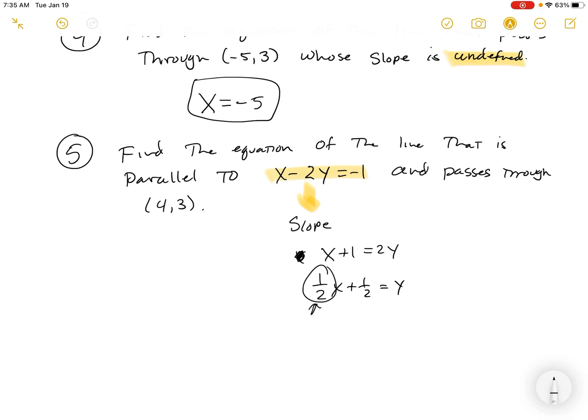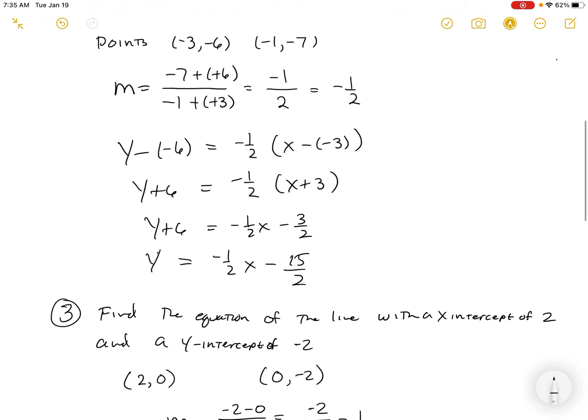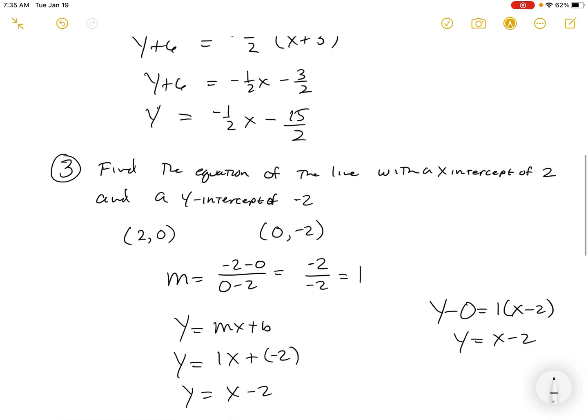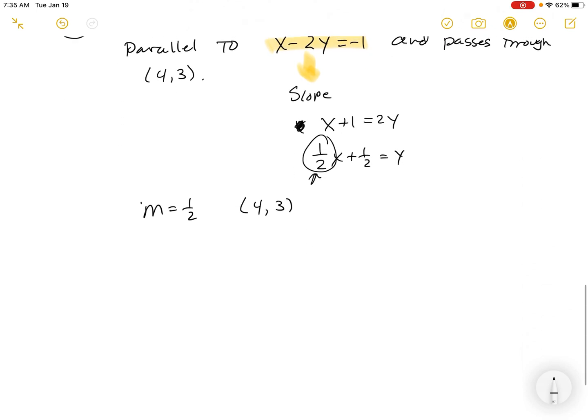And so what is the equation of my line? Now I know that the slope is 1/2 and the point is (4, 3). And I'm back to question number 1. Given a slope and a point, find the equation of the line. So no different than what I did there.